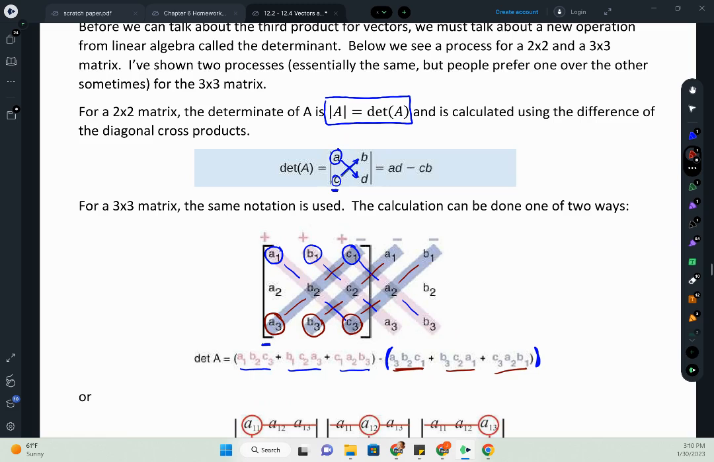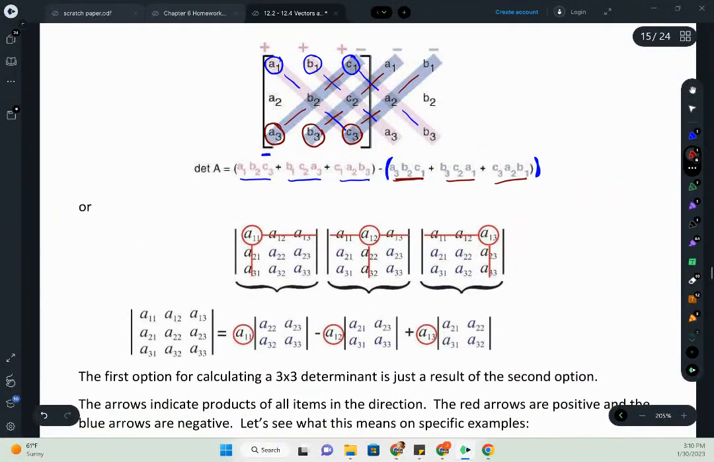Now that's one way to calculate a 3 by 3 determinant. Another way is where this is actually the definition of the determinant down here. What I just got done showing you is kind of the result of what we're going to do now. It's like the shortcut to get what you want.